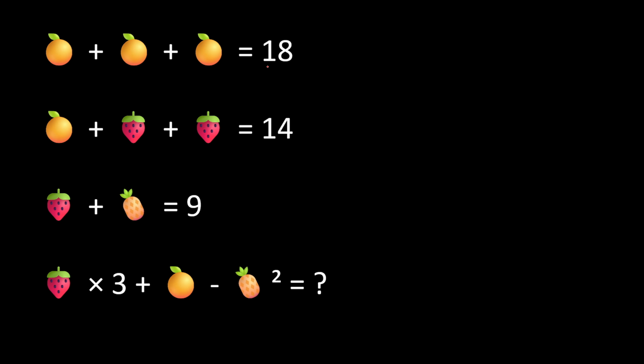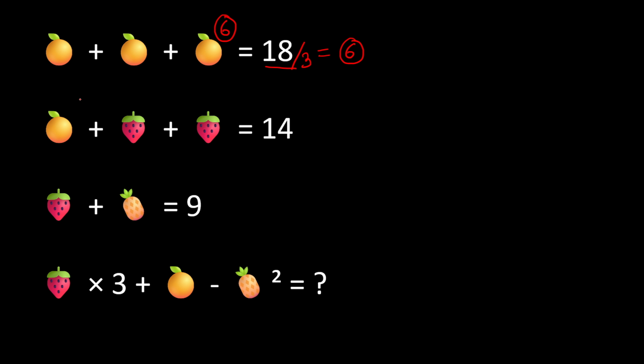Orange plus orange plus orange equals 18. Here we can see three oranges are there. So to get the value of one orange, we have to divide by 3, which equals 6. So the value of this one orange will be 6.